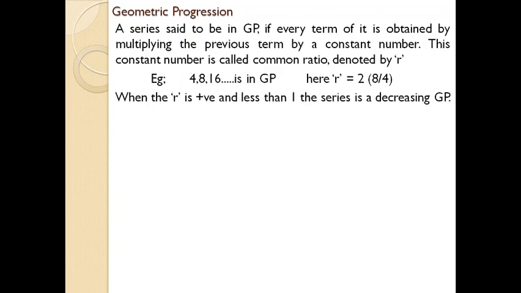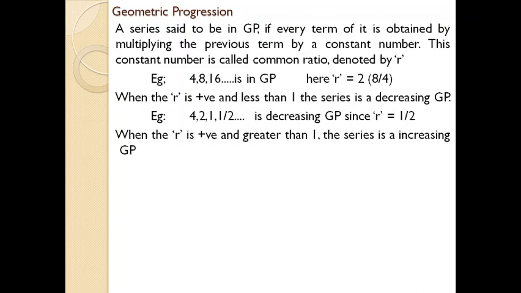Remember, when the value of R is positive and less than 1, the series is a decreasing geometric progression. For example, 4, 2, 1, 1 by 2, it's decreasing, and just take the value of R. R is 1 by 2. Here, let's take the second value 2. 2 divided by the just preceding number 4, you will get 1 by 2. It's a positive value, but it's less than 1, so it is a case of decreasing geometric progression.